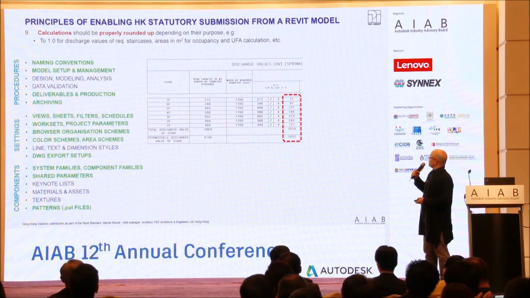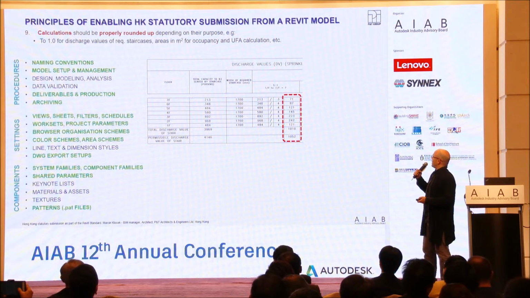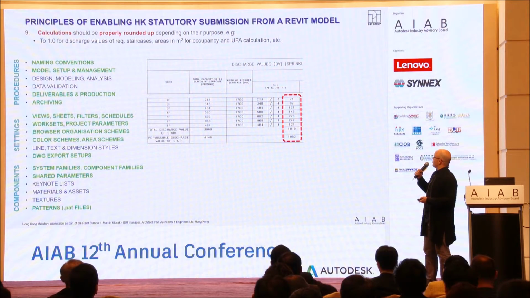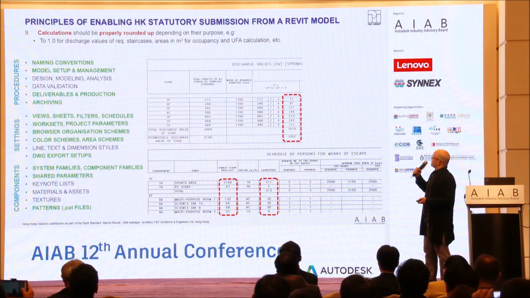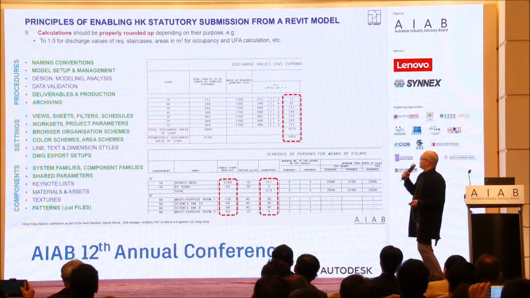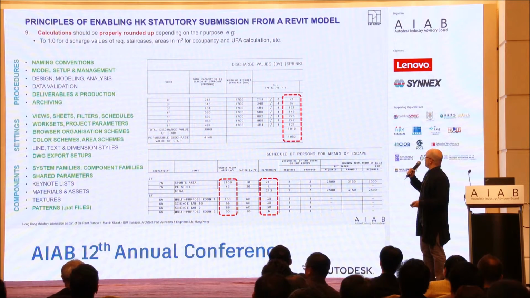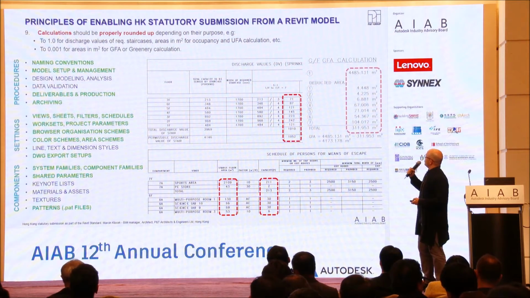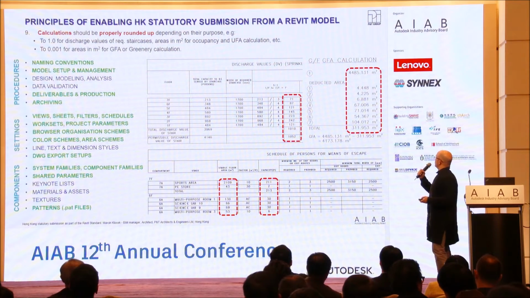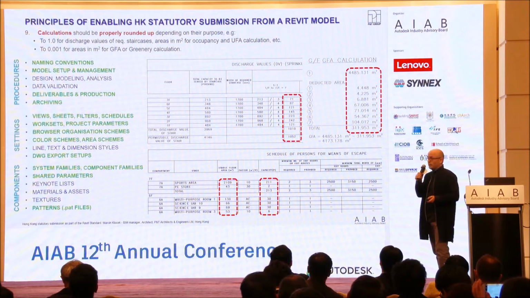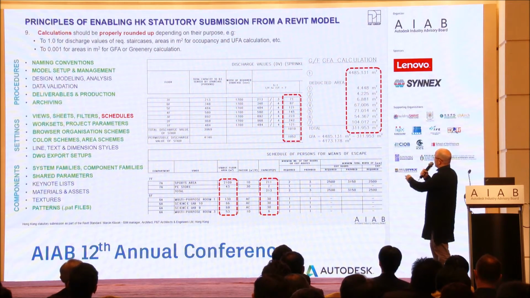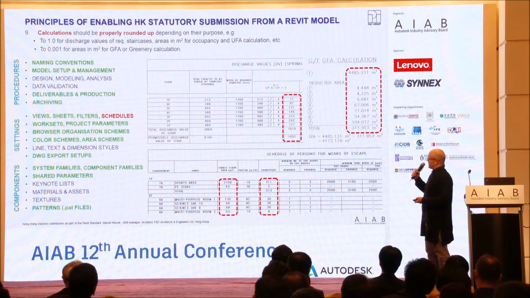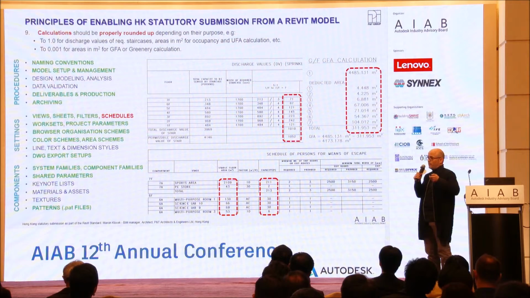Now, calculations, condition number 9, have to be done according to different precisions: to 0 decimal places for staircases, for discharge values of required staircases, areas for UFA, but up to 3 decimal places for GFA areas, as we well know. So for this, we need predefined schedules. Also, for the look of all those schedules, setting it up is a lot of time, and if it's part of our standard, it speeds up the process enormously.